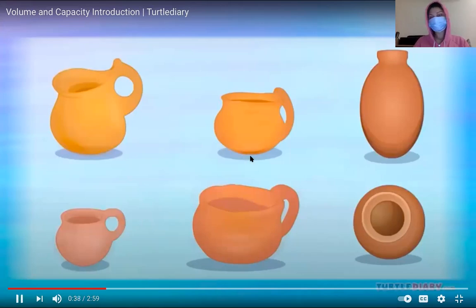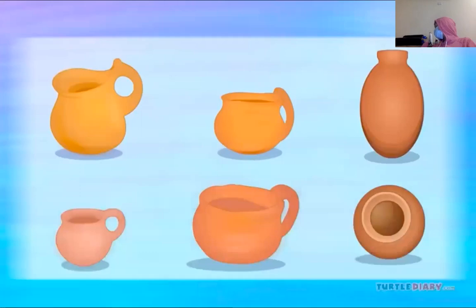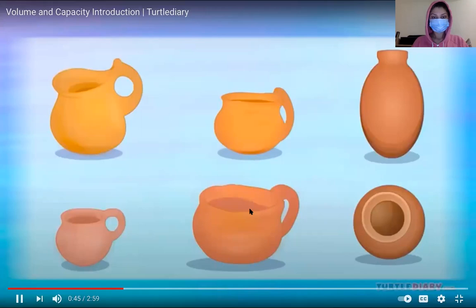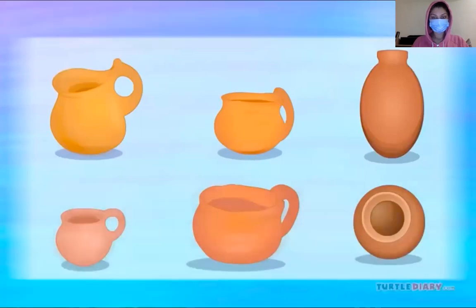Jars and pots to measure volumes and capacity. Gradually, mankind noticed that there must be a unique system for measurements to be used worldwide.